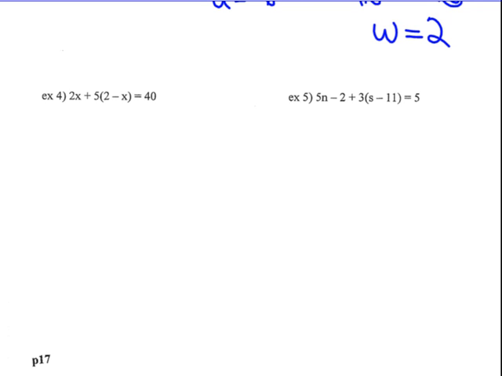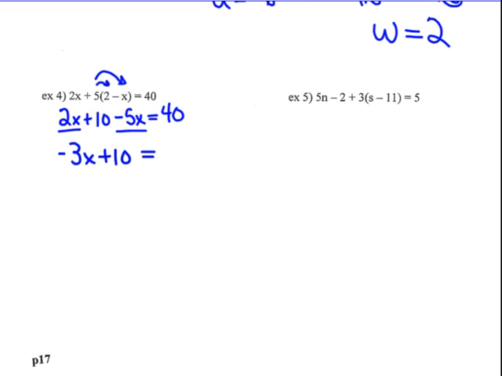Number 4 has distributing and like terms in it because I see an x and a 2x. So I'm going to distribute first, and I'm going to do 5 times 2, which is 10, and 5 times negative x, which is negative 5x. I have 2x plus 10 minus 5x equals 40. That negative 5x and that positive 2x are like terms. I'm going to combine those. Different signs, subtract. I get negative 3x plus 10 equals 40. Subtracting 10 from both sides, I get negative 3x equals 30.